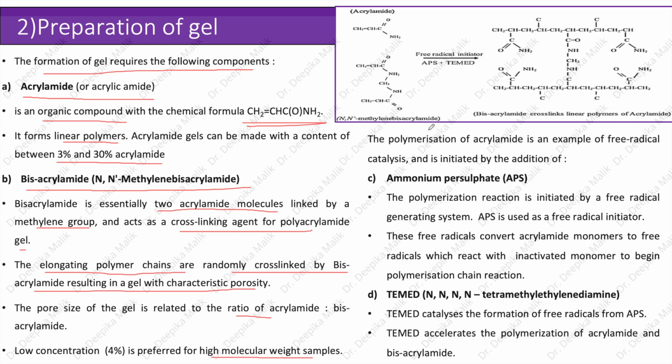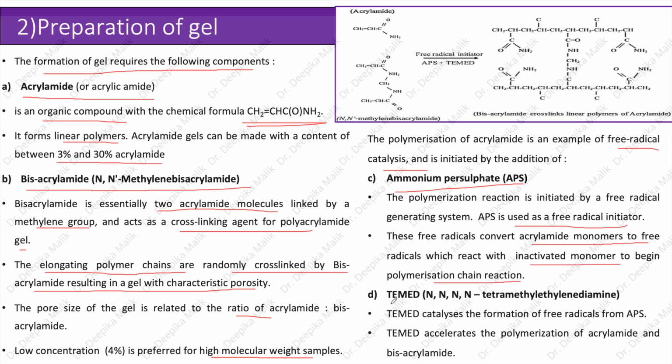Now, the polymerization of acrylamide is an example of free radical catalysis and is initiated by the addition of ammonium persulfate or APS. The polymerization reaction is initiated by a free radical generating system. APS is used as a free radical initiator. These free radicals convert acrylamide monomers to free radicals which react with inactivated monomer to begin the polymerization chain reaction.